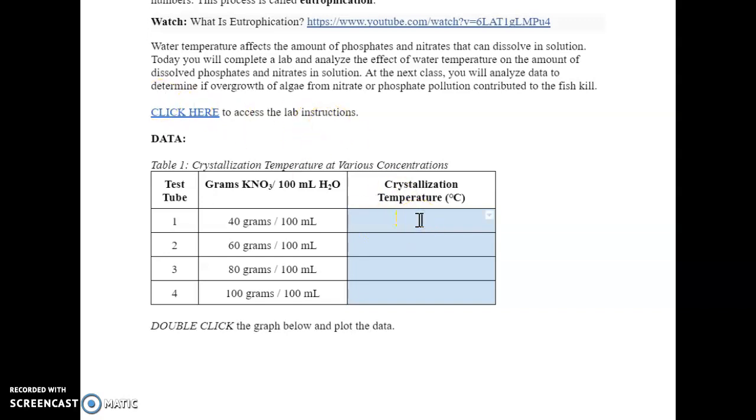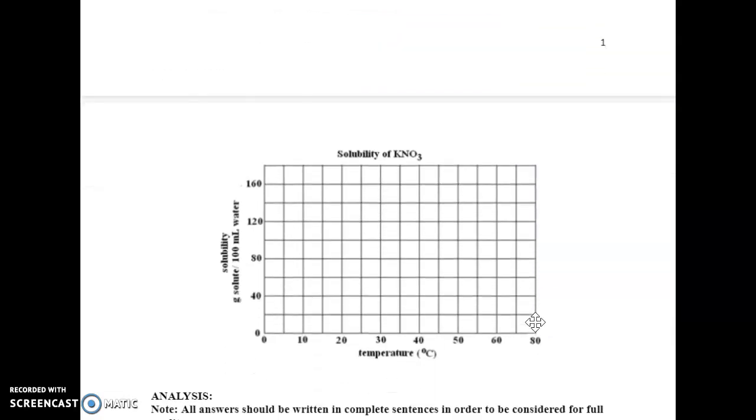So, data for crystallization, everyone's was a little bit different. For 40 grams, we had 25 degrees Celsius. For 60, it was 40. 80 grams was 50 degrees Celsius. And then the 100 grams, 61 degrees Celsius. So we're going to go ahead and take these four temperatures and plot them on our graph down below.